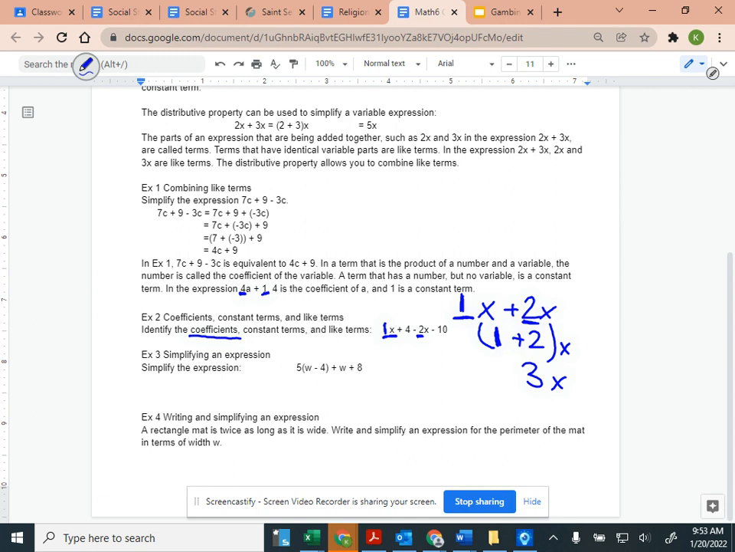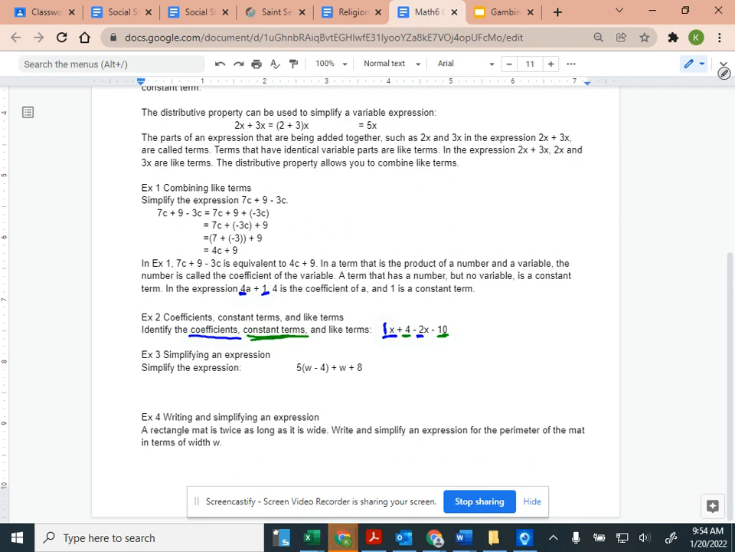Make sense? What are our other, that was the coefficient. So what is our constant terms? We know the coefficients. What are the constants? Lily? 10 and 4. 10 and 4. Constants don't have any letters next to them. So the constants are the numbers that have no letters next to it, no variables.